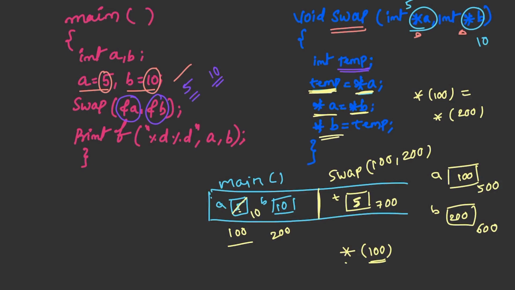Now star B equal to temp. That means that the content at 200 should be equivalent to the value which is at temp, which is 5. So this will become 5.